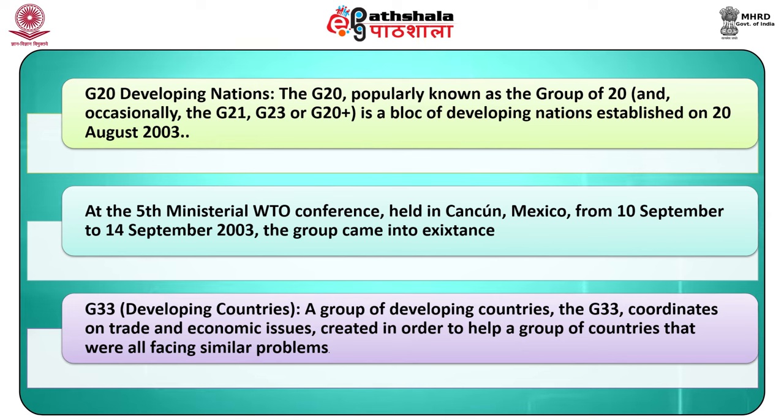G20 developing nations. The G20, popularly known as the Group of 20 and occasionally the G21, the G23 or G20+, is a bloc of developing nations established on 28 August 2003 at the 5th Ministerial WTO Conference held in Cancun, Mexico. From 10 September to 14 September 2003, the group came into existence. 60% of the world's population, 70% of its farmers, and 26% of world's agricultural exports is what the G20 accounts for.